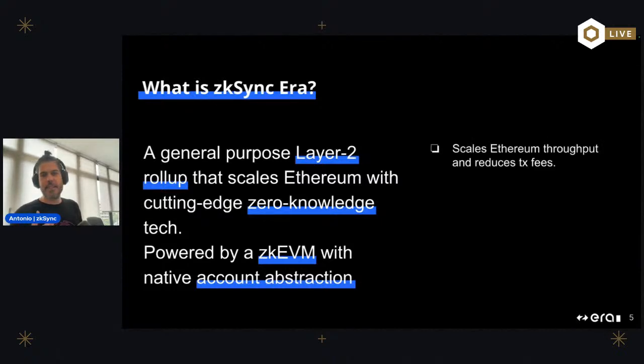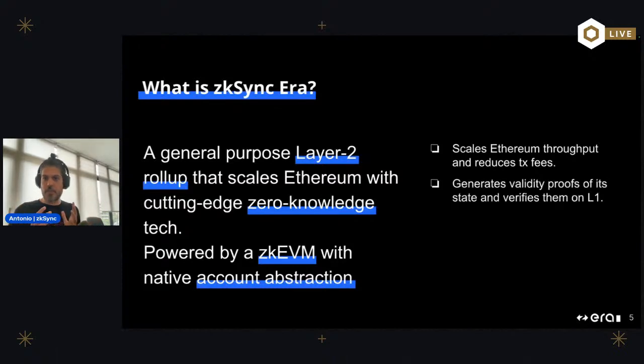The first one is that it's a layer 2. That means that it's connected to Ethereum and it scales Ethereum's throughput and reduces transaction fees by bundling transactions together into batches and then sending the output of those transactions to Ethereum. Then it uses zero knowledge proofs, which means that we generate a proof that the transactions in a batch produce a new state, and we verify that proof in the layer 1 in Ethereum before updating the state.